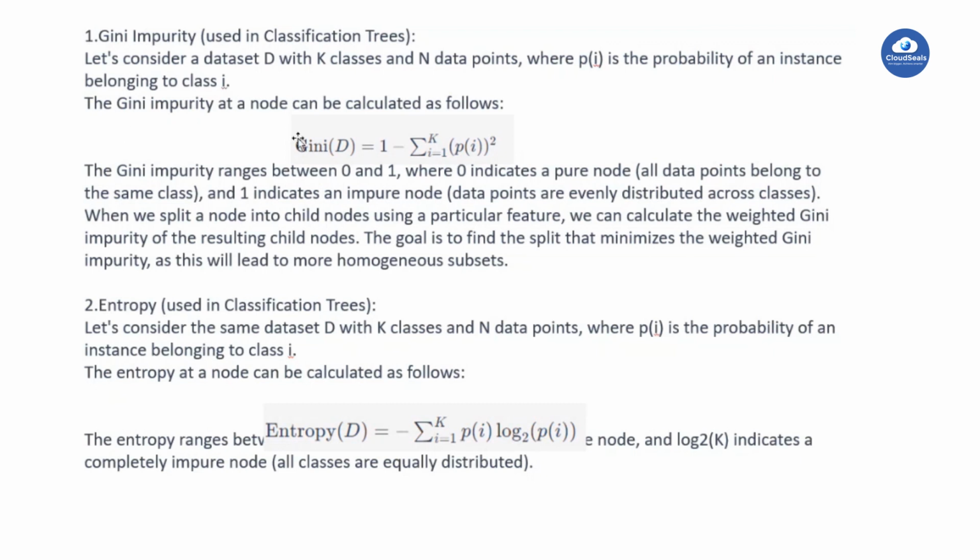For example, in Gini impurity, what will we do? Gini of D equals 1 minus the sum from i equals 1 to k of p_i squared. Here k is the number of classes, so we calculate the probability for each class, and then we sum them. Sigma means the sum of the p_i, where p_i is the probability that the instance belongs to class i. For example, let's assume we have three classes. That means we will get three probabilities.